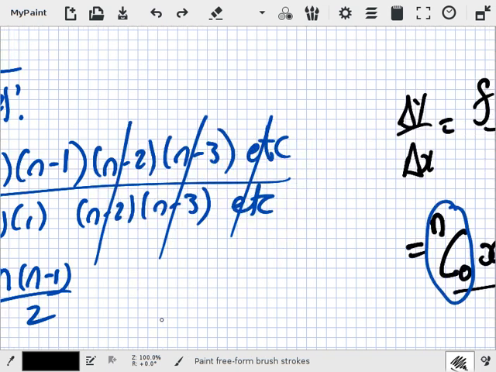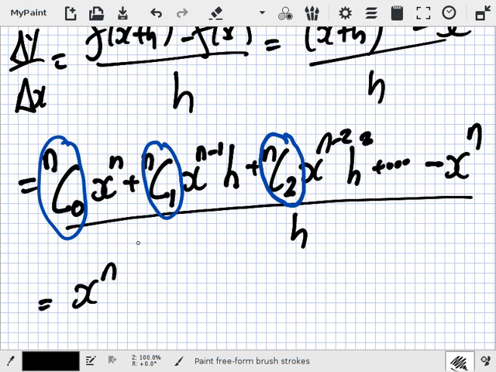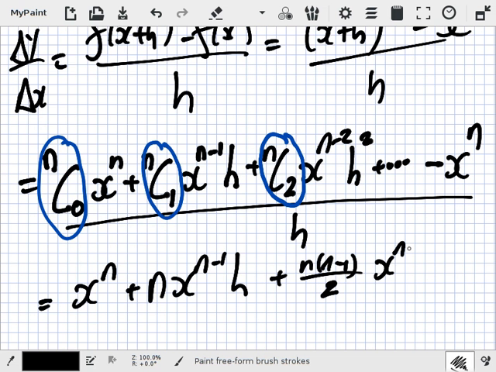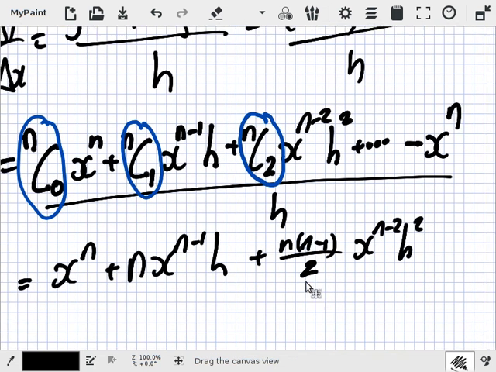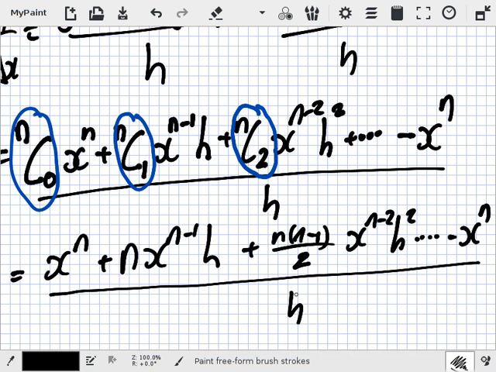So let's sub in our values we know. We know that nC0 is 1, so that becomes Xn. We know nC1, that is n. We know that nC2 is n minus 1 over 2, Xn minus 2 h squared, dot dot dot, minus Xn, all over h. Now this is looking very complicated, but the great news is a lot of things will start to cancel now.